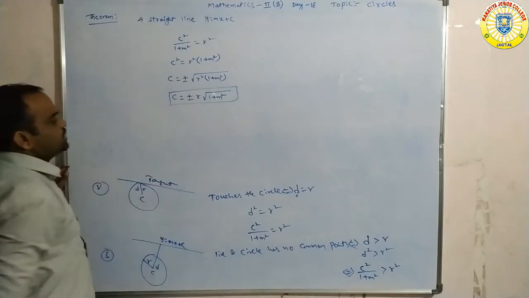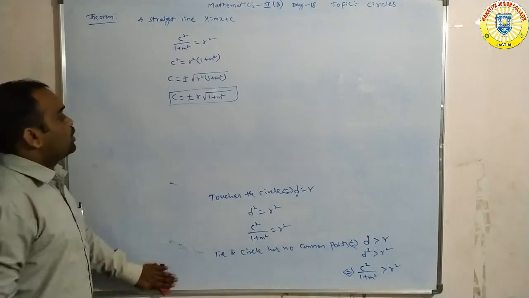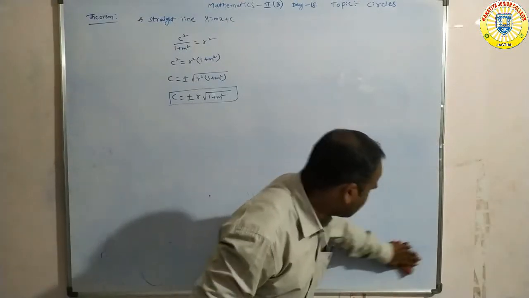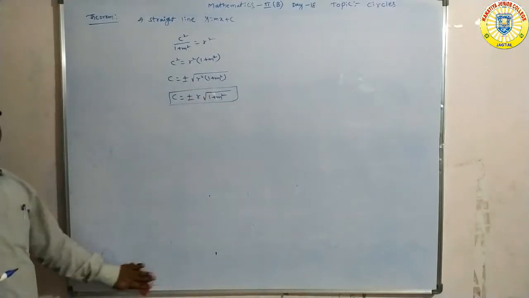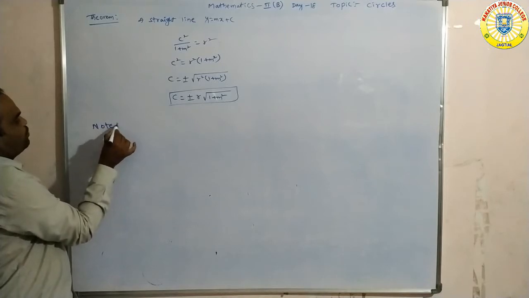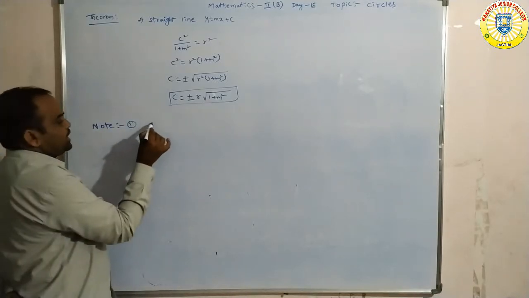What is the value of c? c is equal to plus or minus r into the square root of 1 plus m square. Here we have one condition. So here we write down note 1.